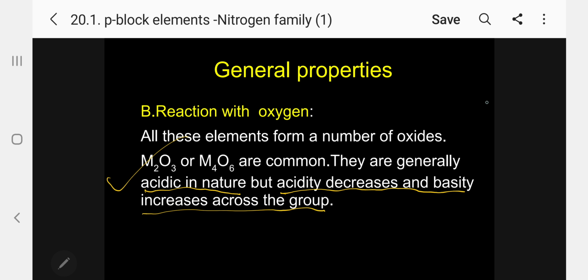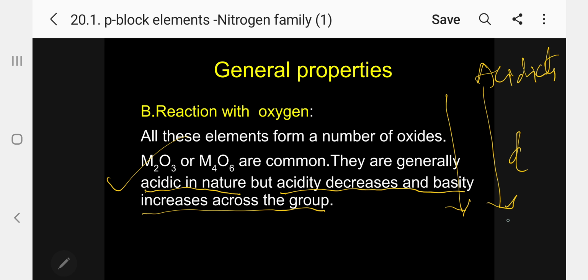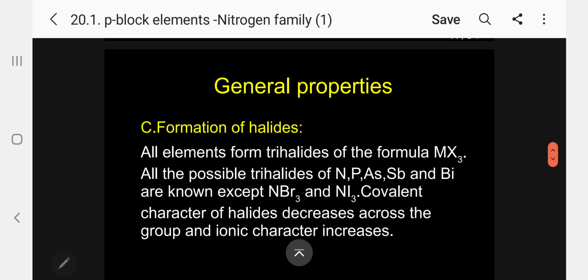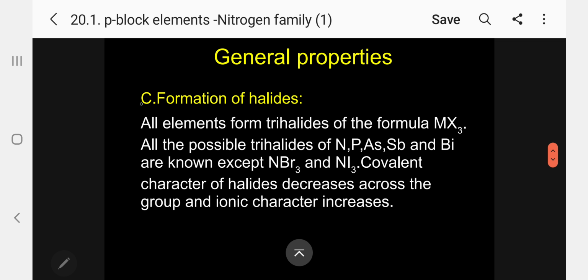So in terms of the oxides of the nitrogen family, acidity decreases across the group and basicity increases across the group. That we know already, because it is covalent at the top and ionic as you go below. Kindly follow.